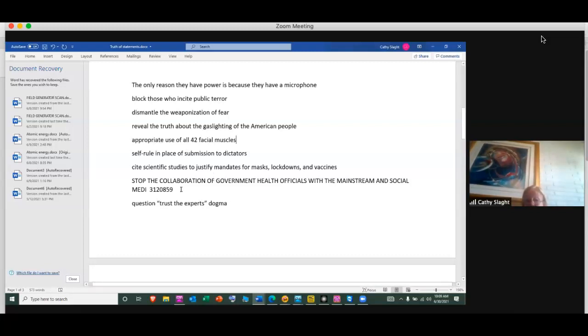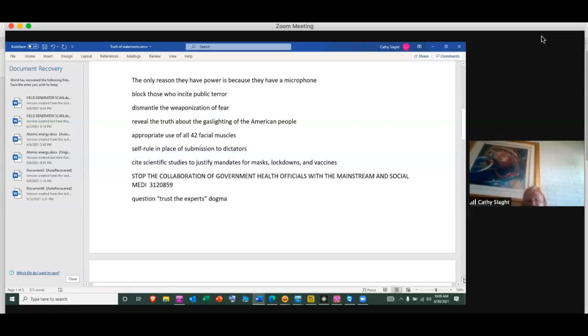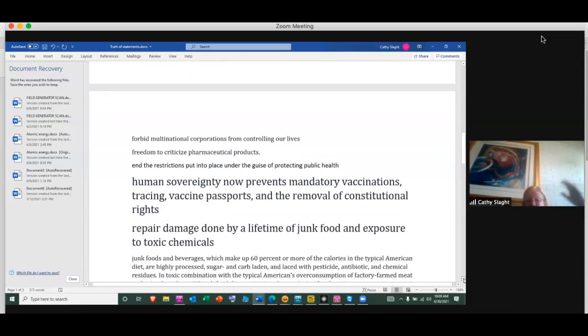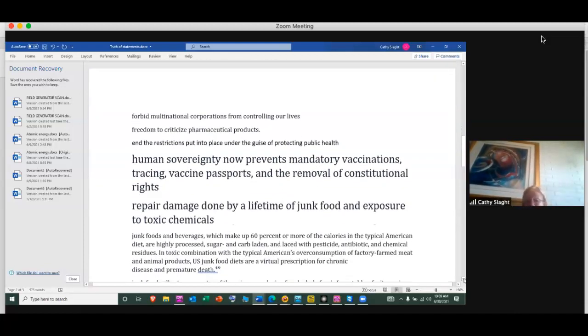This was an interesting one, and this morning there was a code. Stop the collaboration of government health officials with the mainstream and social media. That is the true definition of fascism, government and corporate working together. That's your true definition. Question, trust the experts, dogma. Actually, we should question everything. Question what we learn in every direction. Forbid multinational corporations from controlling our lives. Freedom to criticize pharmaceutical products. End the restrictions put in place under the guise of protecting public health.